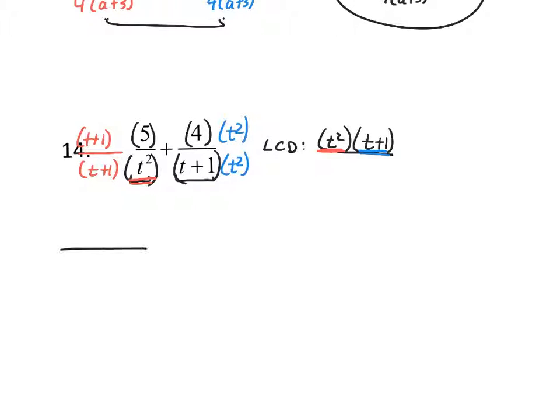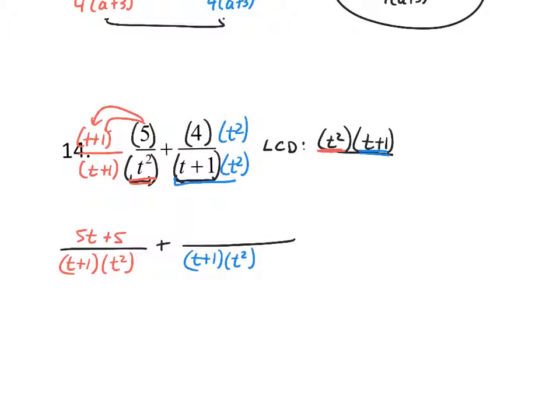So I'm going to rewrite the first fraction. On the bottom, I had t plus 1 being multiplied by t squared. And I am going to distribute right away on the top, which is 5t plus 5. Then there was a plus sign in between. And then I have this new fraction, which I'm going to rewrite. So again, the denominator is common. It was t plus 1 times t squared. And then on top, I'm going to multiply right away to get 4t squared.